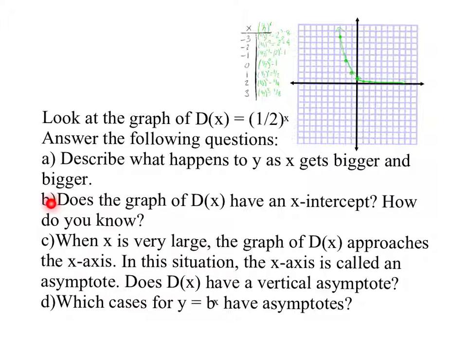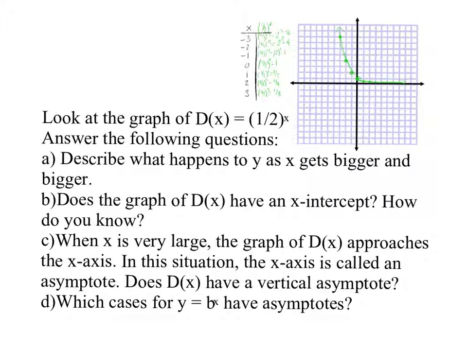Let's go to B. Does the graph of d of x have an x-intercept? Well, an x-intercept means that it has to get to the x-axis. And that means that I would have to get 0 in here, and I don't think I can get 0, so I'm going to say no.